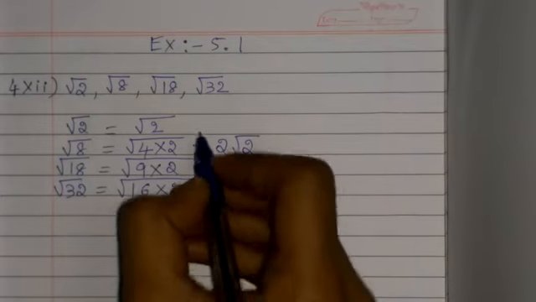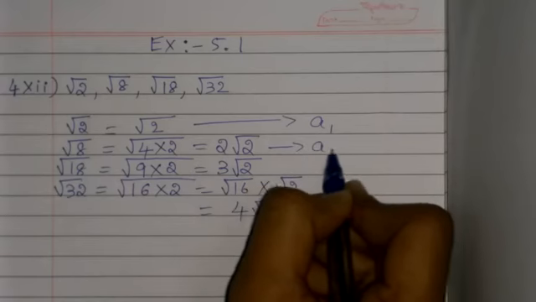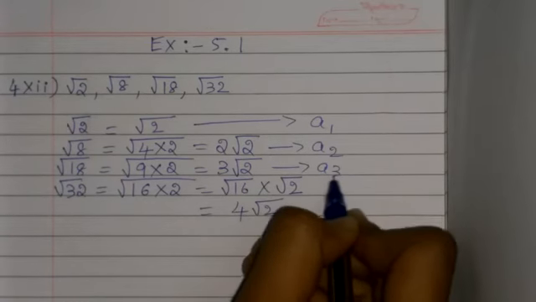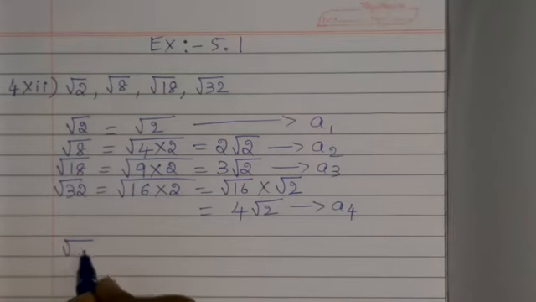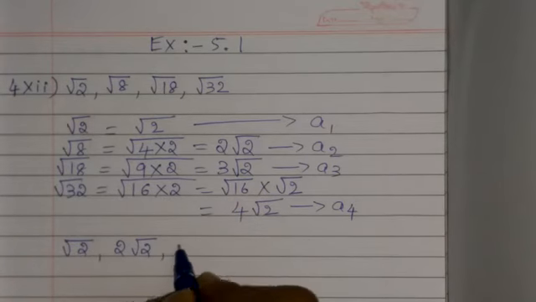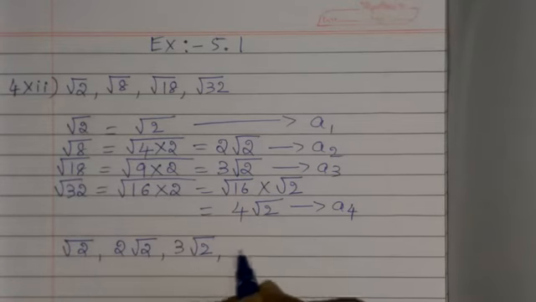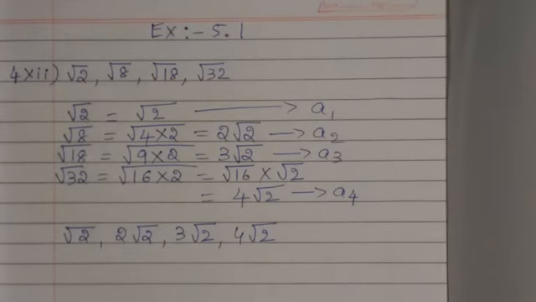So here this will be A1, this will be A2, this will be A3, and this will be A4. That is root 2, 2 root 2, 3 root 2, 4 root 2. Okay, so now it is in reduced format. So here the first 4 terms will be A1, A2, A3 and A4.